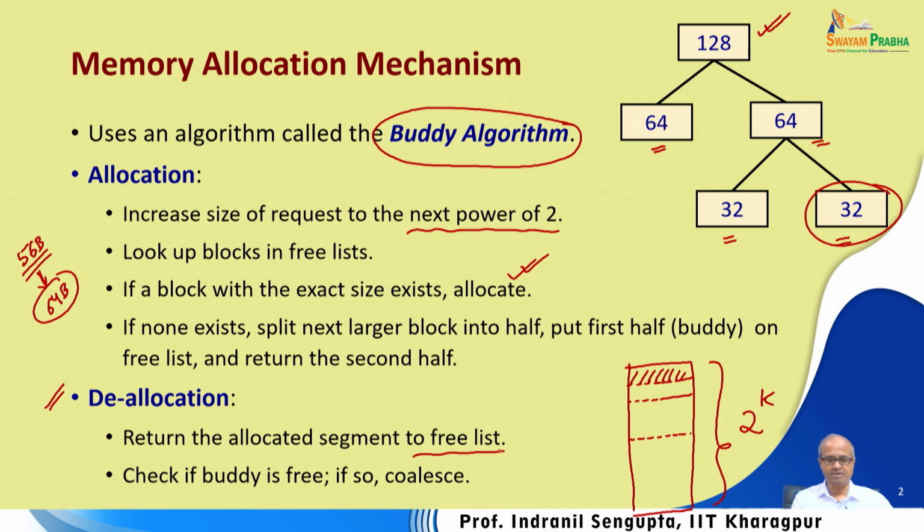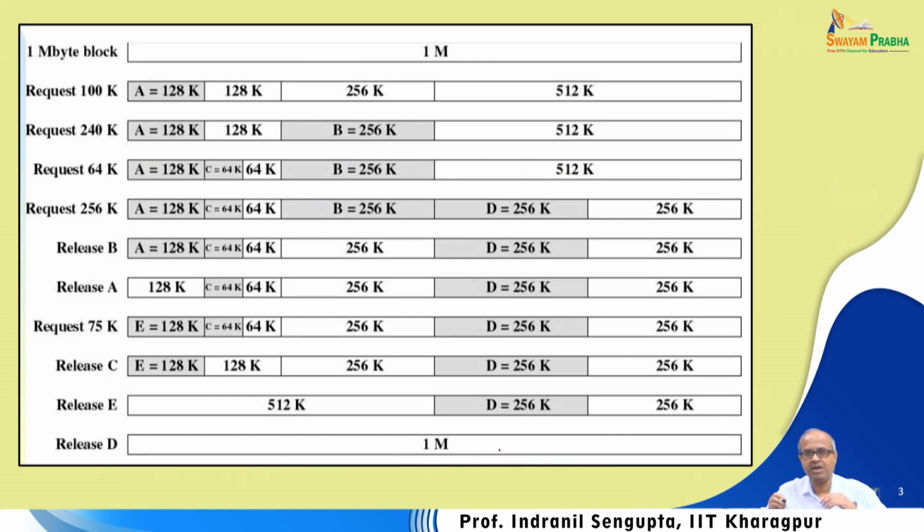I am showing a more elaborate example here. Let us suppose I have a 1 megabyte block, 1 meg, and 1 meg means 2 to the power 20. Let us say in the sequence of time I am showing, there is a request for size 100K.